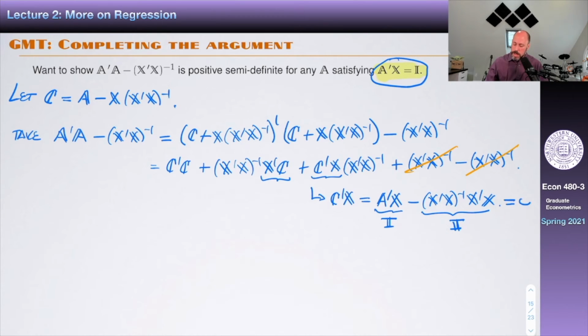So this is 0. That means this term is 0, this term is 0, and the entire expression is C prime C, which is greater than or equal to 0 by being the product of a matrix with itself. So we just proved the result. It follows that the difference between the variance covariance matrix of any such estimator and the least squares estimator is always greater than or equal to 0. So the least squares estimator is the one that has the smallest variance. And that's it.